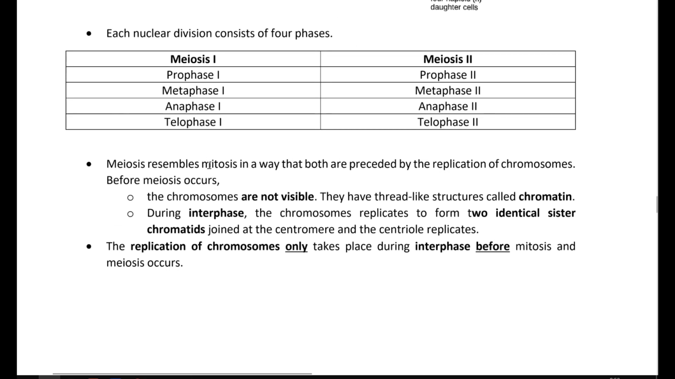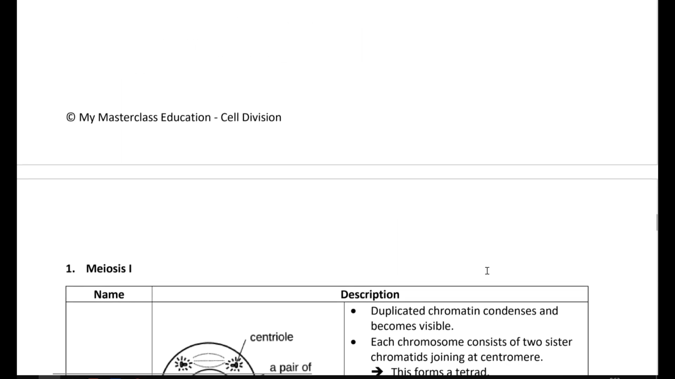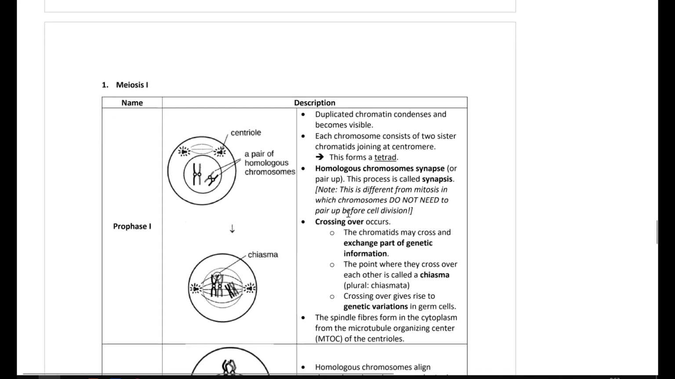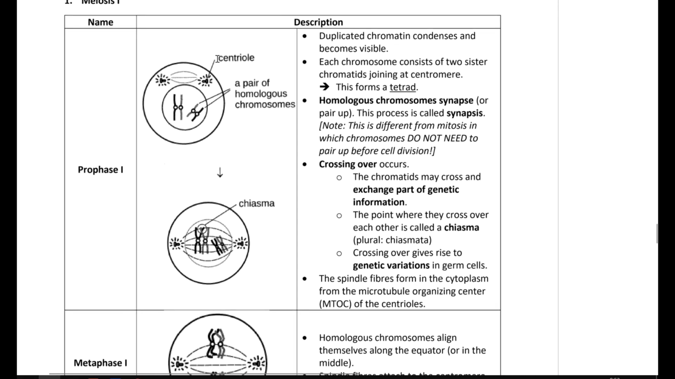Okay, so meiosis resembles mitosis in the sense that chromosomes are not visible until they condense. And during interphase, I have chromatids attached at the centromere. So replication only takes place before mitosis and meiosis. You will see that both meiosis 1 and meiosis 2 follow the same PMAT process with some variation. Under prophase 1, it is very similar to mitosis, whereby I have the breaking down of the nuclear membrane, and then the centriole formation, development of the spindle fibers or microtubules.